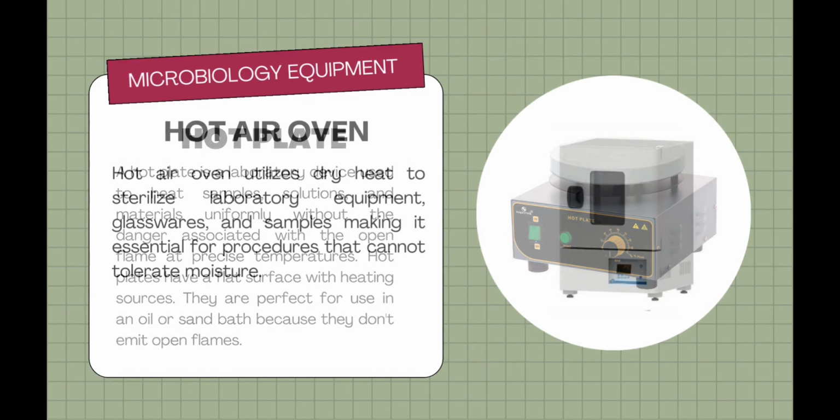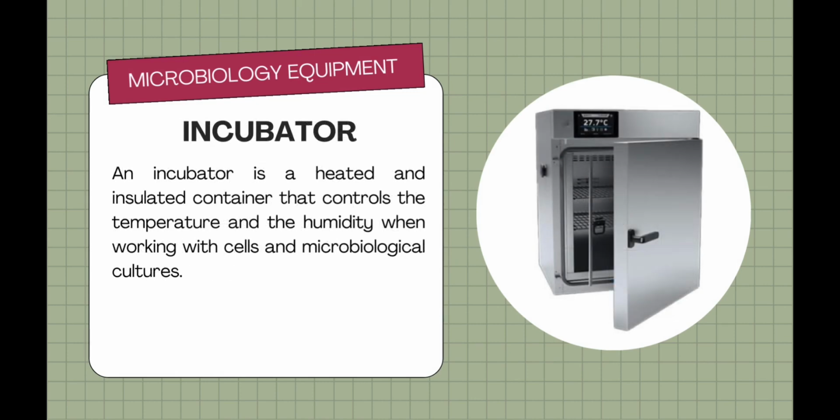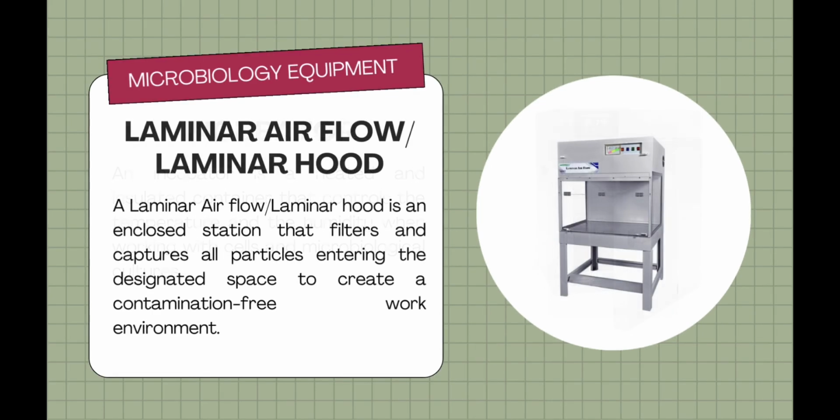Hot air oven utilizes dry heat to sterilize laboratory equipment, glassware, and samples, making it essential for procedures that cannot tolerate moisture. Incubator. An incubator is a heated and insulated container that controls the temperature and the humidity when working with cells and microbiological cultures. Laminar airflow. A laminar airflow, or laminar hood, is an enclosed station that filters and captures all particles entering the designated space to create a contamination-free work environment.